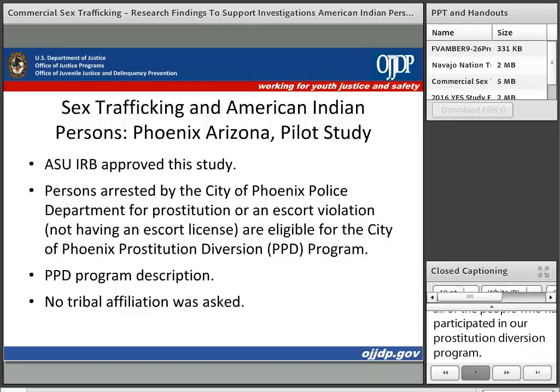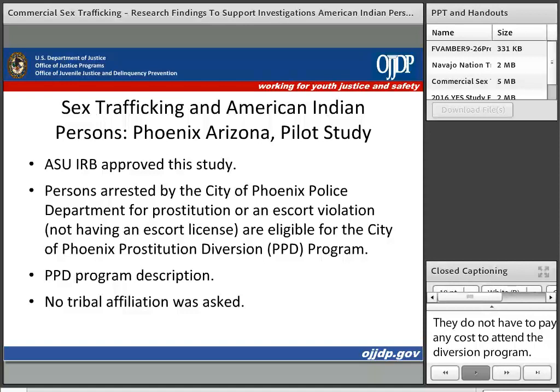So in the city of Phoenix, if you are picked up for a prostitution charge or an escort without a license charge, an escort violation, we have an escorting law here, and persons are required to register as escorts. If law enforcement responds to an online escort ad and they don't have a license, instead of charging them with prostitution, they will charge them with an escort violation. Those two groups are sent to the Phoenix Prostitution Diversion Program as an alternative to jail, and they do not have to pay any cost to attend the diversion program.